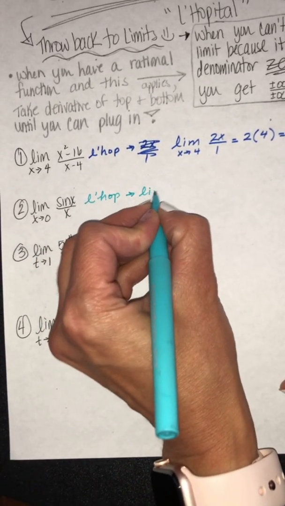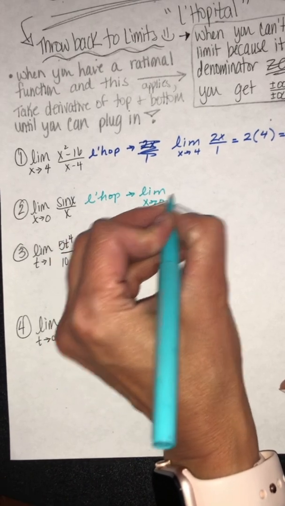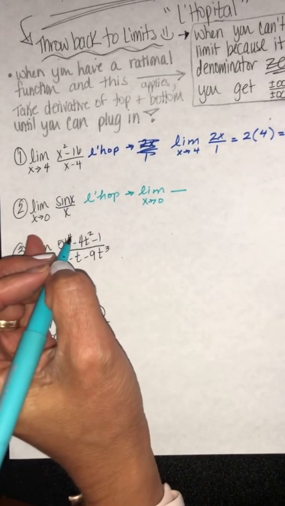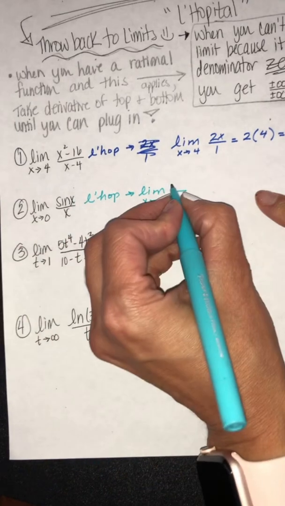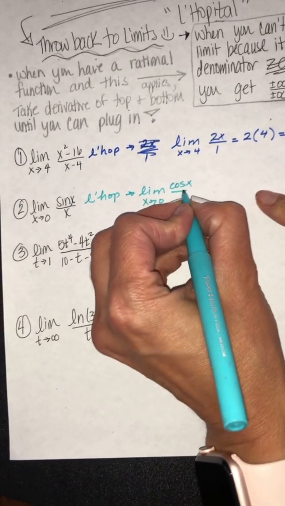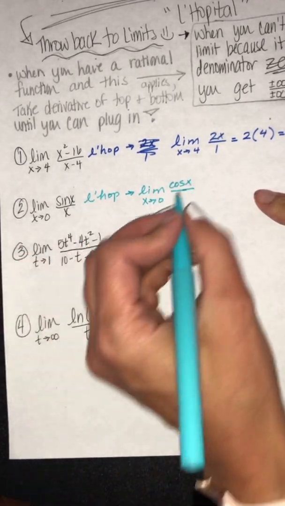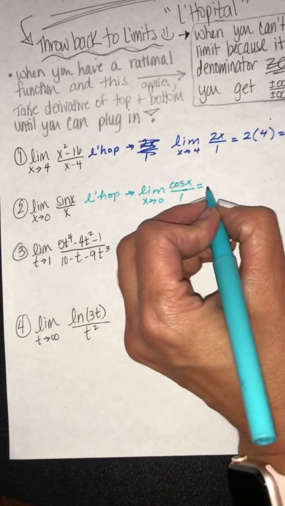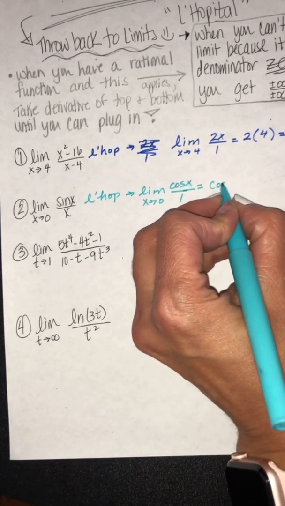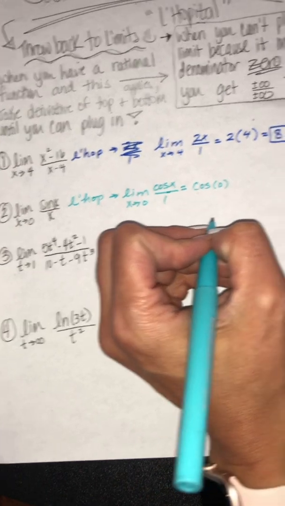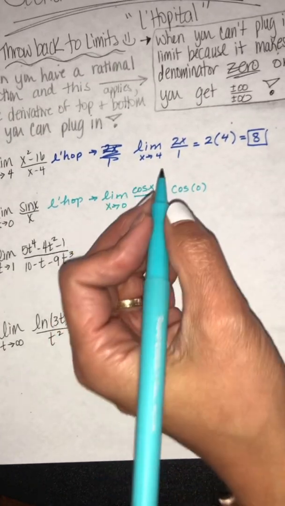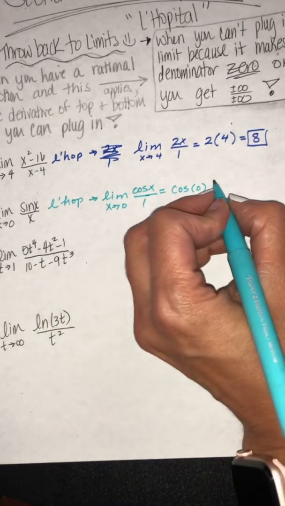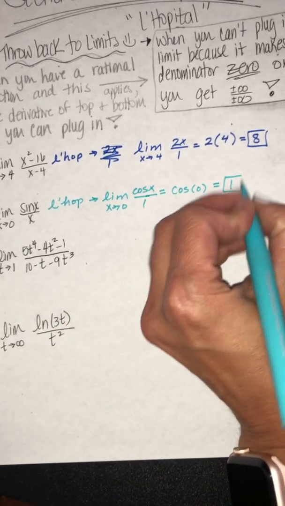So I'm going to have the limit as x approaches 0 of, in the numerator, the derivative of sine of x is cosine of x. And in the denominator, the derivative of x is a 1. Okay, now I can plug in the 0 for x, cosine of 0. On the unit circle, that's the point 1, 0, and cosine is the x value, so this is a 1.